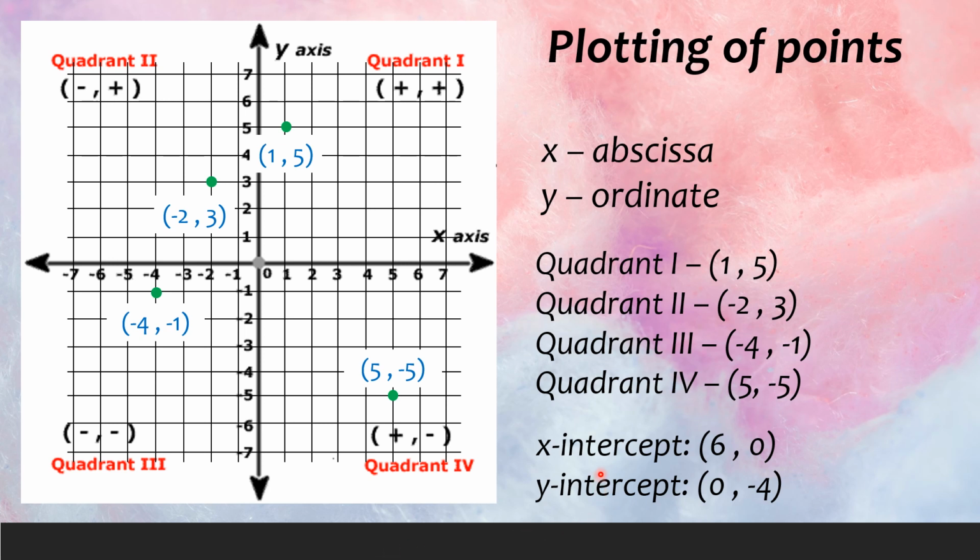Next is the x-intercept. If you notice, the value of the y-coordinate is 0, which means we plot the point right on the x-axis. Since the given is +6, we place the point right on the x-axis, and then name this 6, 0. Next is the y-intercept. The x is 0, so we plot the point on the y-axis. Since -4 is below, we place the point here, and then name this 0, -4. That is how easy it is to plot given ordered pairs.